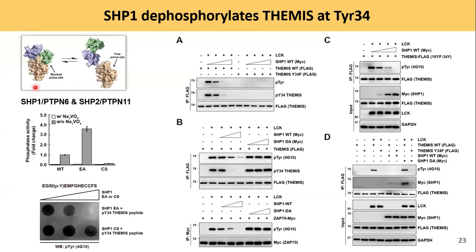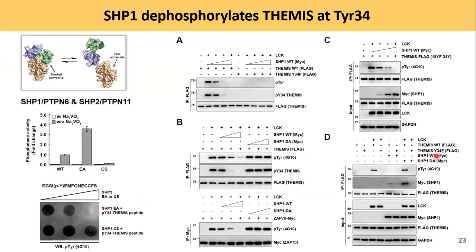SHIP1 and SHIP2 are balanced between the active and inactive states. There is one classical mutation, called the EA mutation, at their SH2 domains that can make them constitutively active. So in the later part of the studies, we used these constitutively active phosphatase mutants for our experiments. And you can see here it can actively dephosphorylate this peptide.